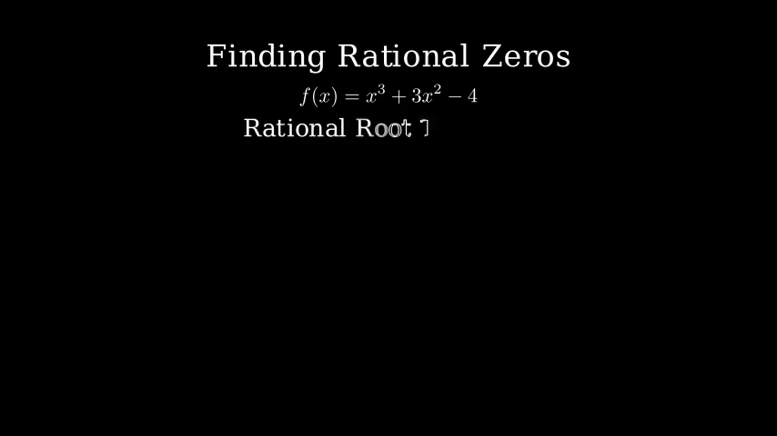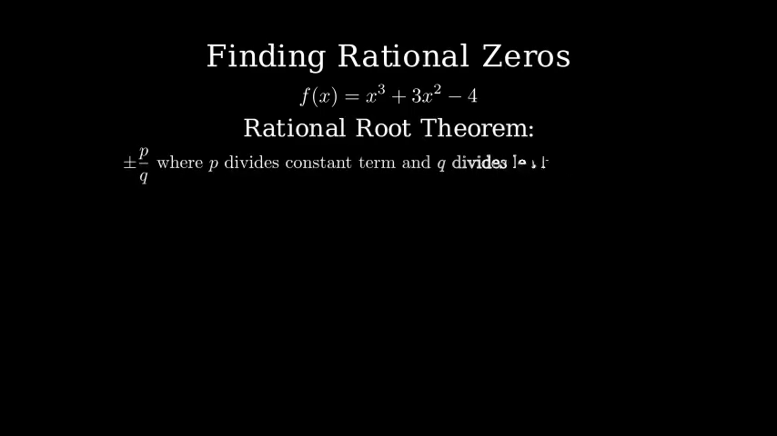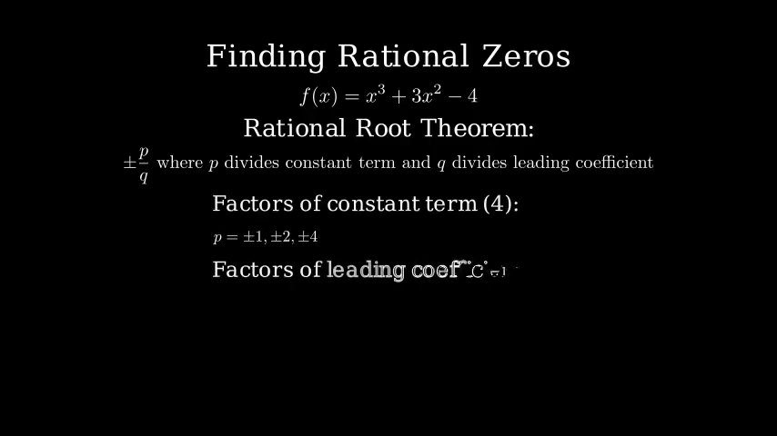The rational root theorem states that if a polynomial has integer coefficients, then any rational zero can be written as plus or minus p over q, where p is a factor of the constant term and q is a factor of the leading coefficient. Let's find our possible values.